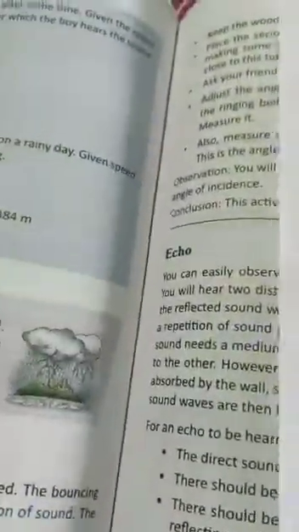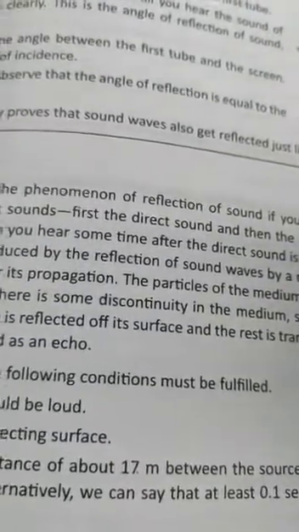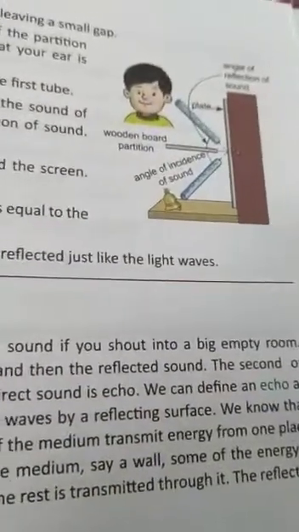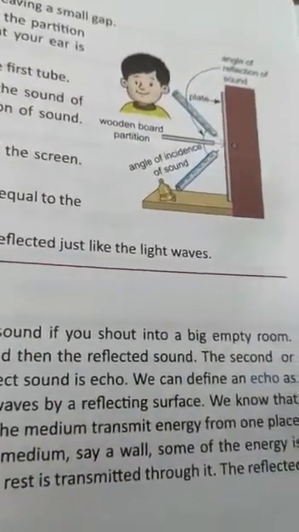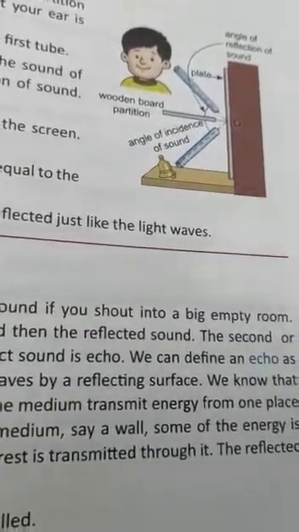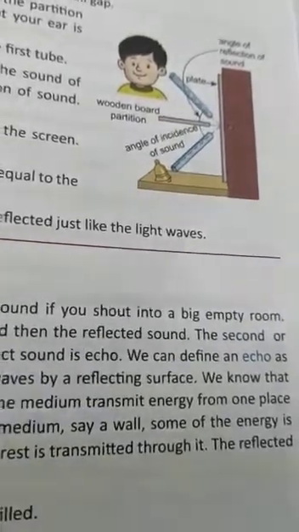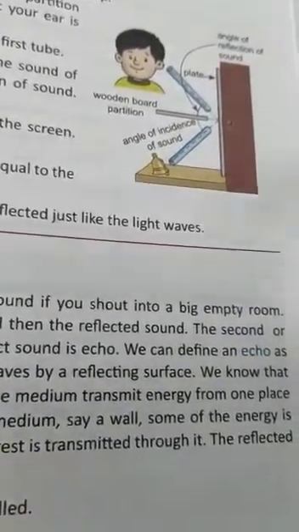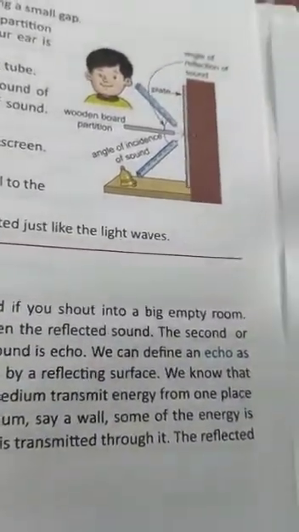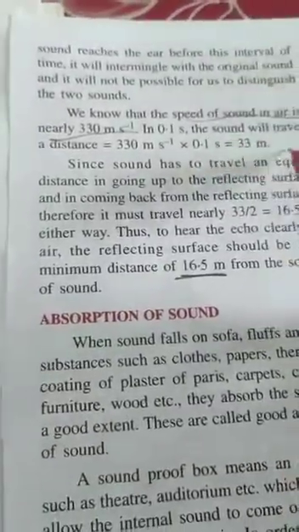If the reflected sound reaches the ear before this interval of time, it will intermingle with the original sound and it will not be possible for us to distinguish the two sounds. We know that the speed of sound in air is nearly 330 meter per second, so in 0.1 second the sound will travel a distance of 330 multiplied by 0.1, which is 33 meters.